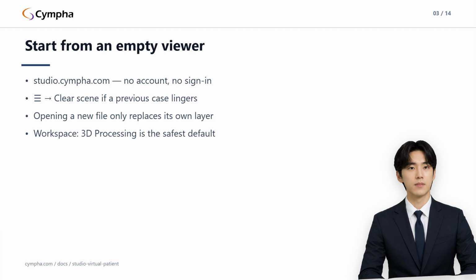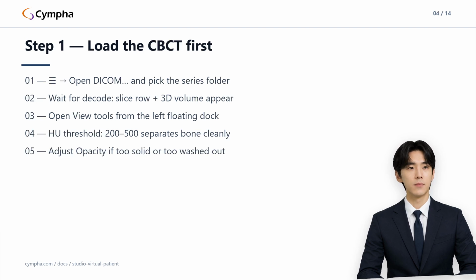When the volume is ready, a slice row appears across the top of the viewport and a three-dimensional rendering appears in the main view. Now open the View Tools panel. It's the small rendering icon on the floating dock that shows up on the left once the CT is loaded. Adjust the HU threshold until bone and teeth separate cleanly from soft tissue. Somewhere between 200 and 500 is a good starting point. Then set the opacity so the volume is neither a solid block nor a ghost.